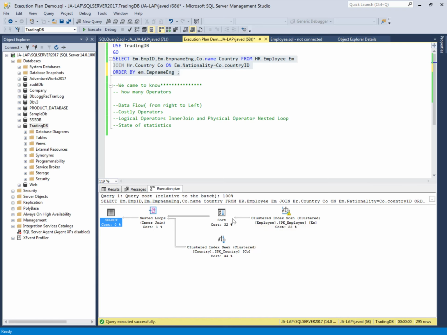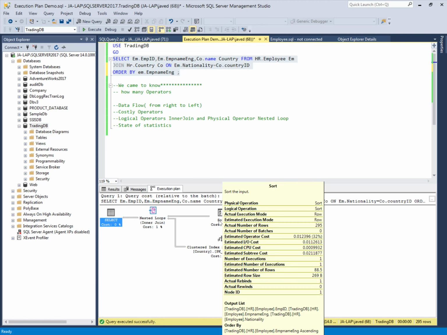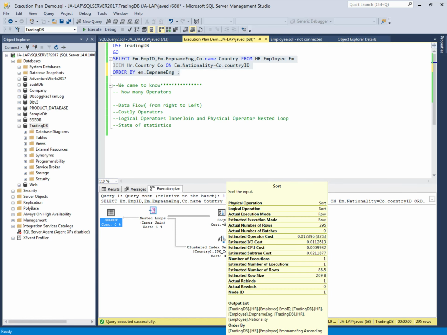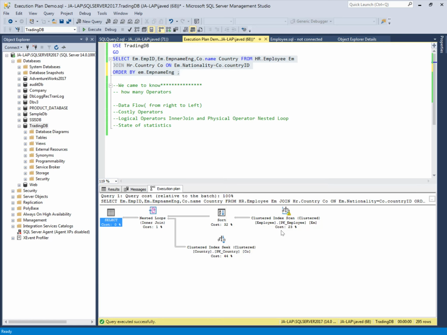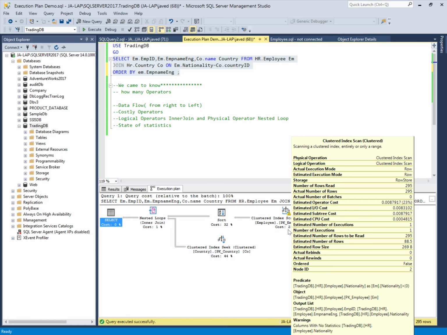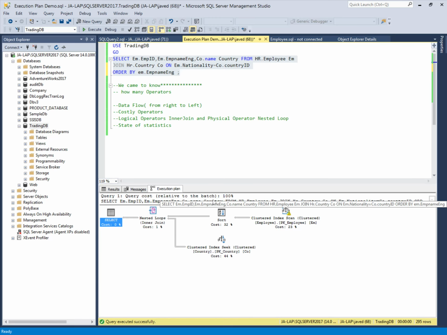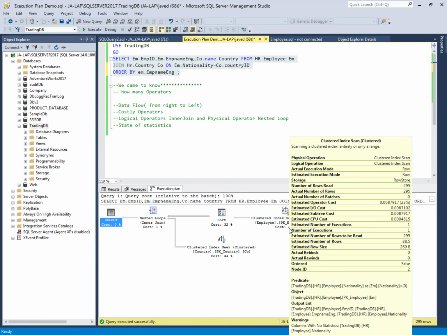Then there is another operator, the sort operator, which takes the values from this one and then sorts the rows according to the query criteria. This operator is taking a cost of 23. This cost is the percentage relative to the overall execution plan cost. The overall execution plan cost is 100%, and out of that 100%, this operator is taking 23%.